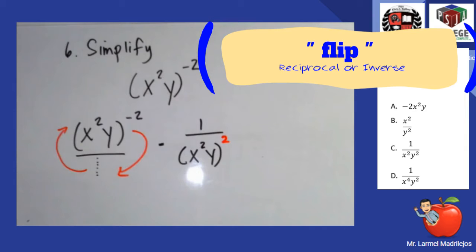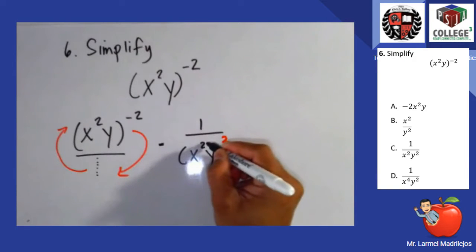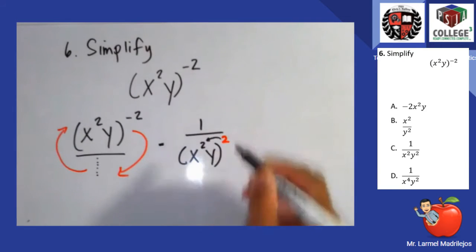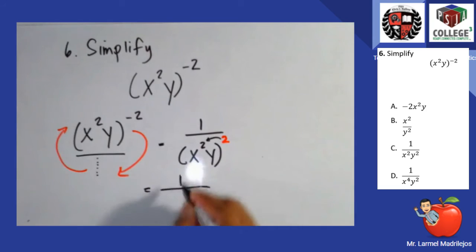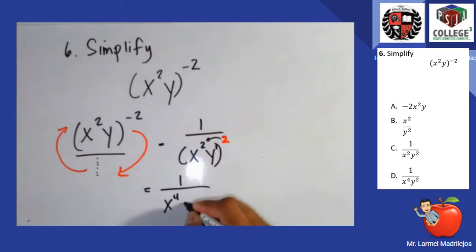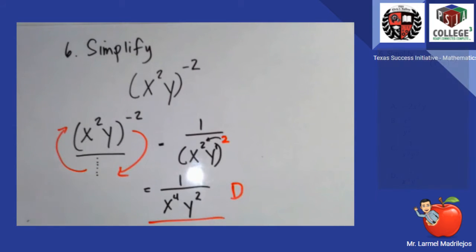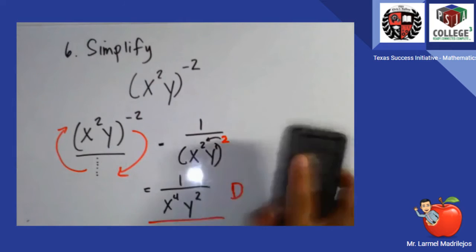Okay. Now, after doing that, we can evaluate. If I distribute this here, I am multiplying. So x squared times 2 is going to be x to the 4. This is 1 here. 1 times 2 is going to be 2. Okay, so the answer is letter D. Next question.